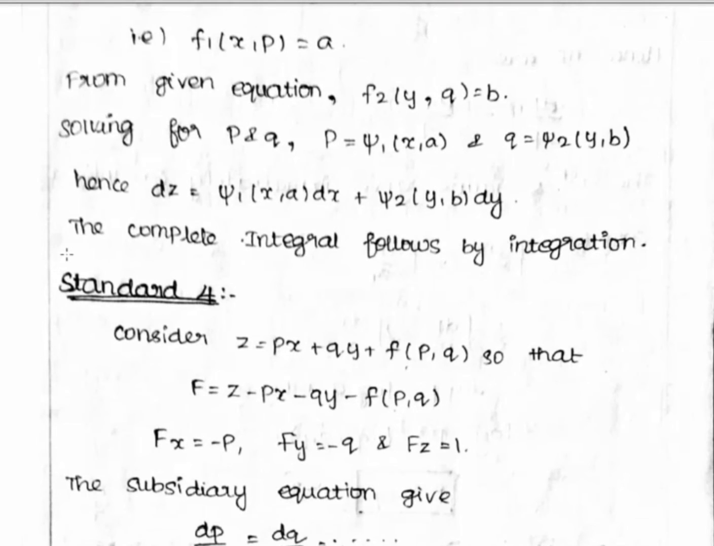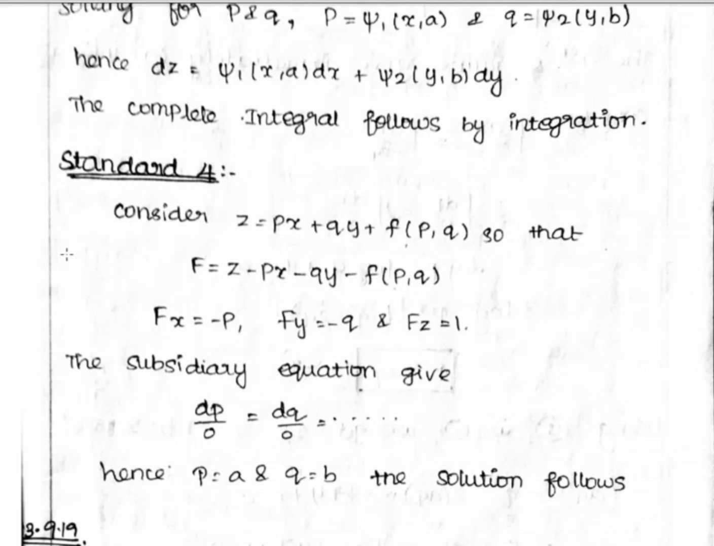Type 4 is Clairaut's type. Clairaut's type has the format z equal to px plus qy plus f of p q. You have to take the variables to the left side: z minus px minus qy minus f of p q, which you take as the function F. You have to differentiate with respect to x, y, z. Differentiating with respect to x, the x coefficient is minus p; with respect to y, the y coefficient is minus q; and with respect to z, the value is 1 here.